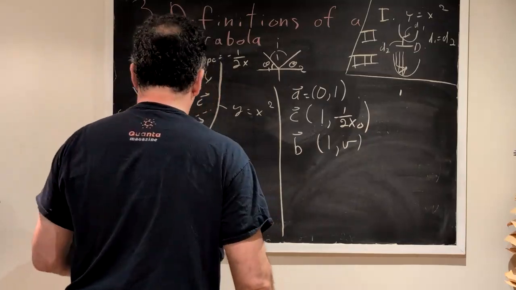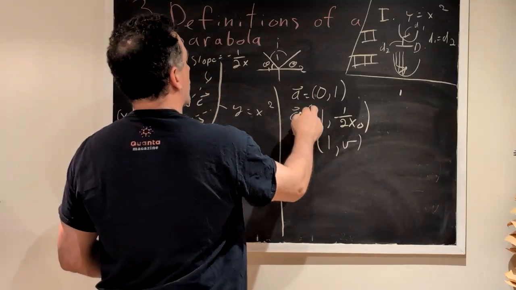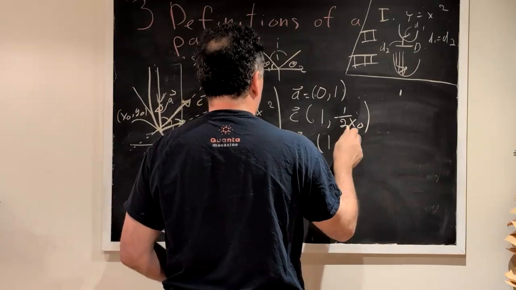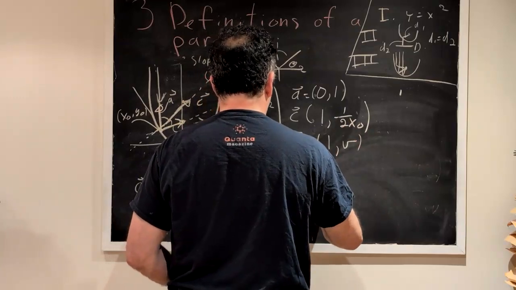So just doing our calculations, A dot C, that's pretty easy, 0 times 1, plus 1 times minus 1 over 2x0, so that's minus 1 over 2x0.